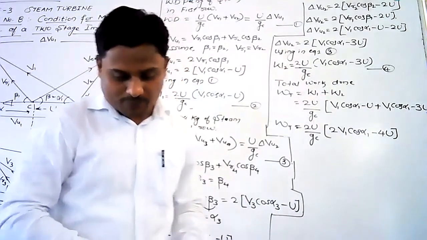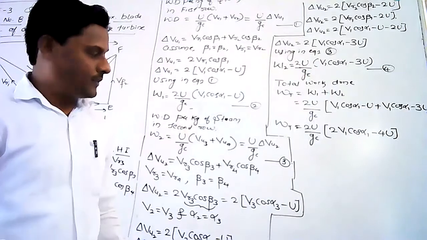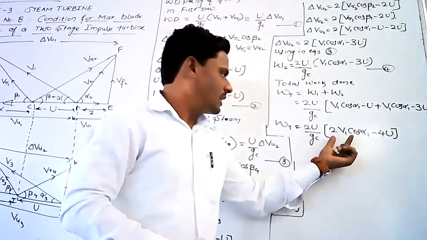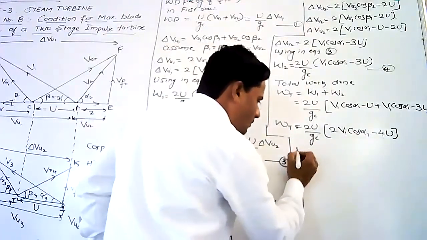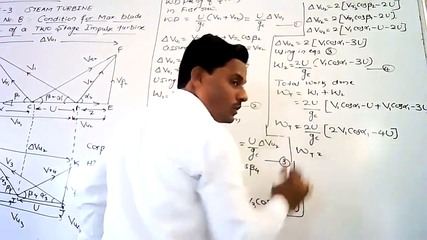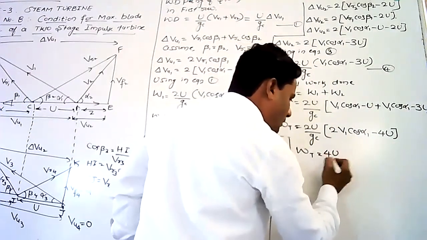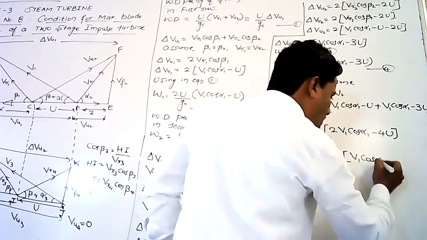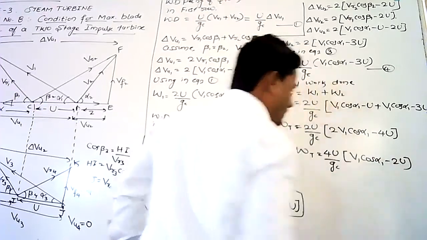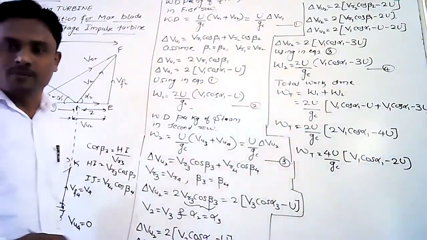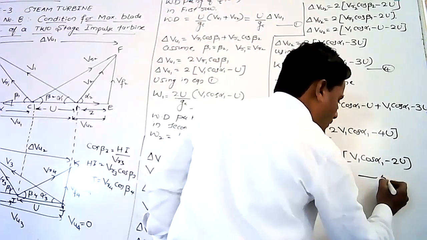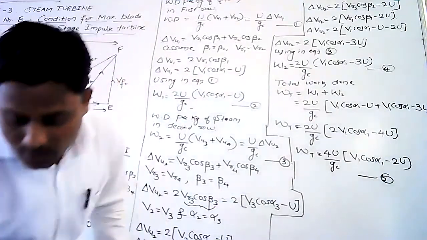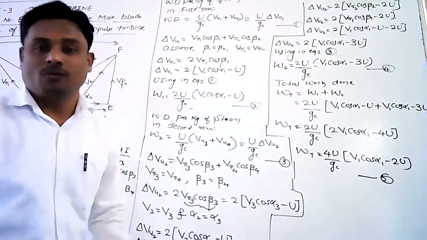Now the next step, in order to get the value of blade efficiency, here I can take the 2 outside the bracket. So Wt equals 4u by Gc into V1 cos alpha 1 minus 2u. I have just taken 2 outside the bracket. Keep it as equation number 5. Ultimately, what do we want? We want the final equation for blade efficiency.